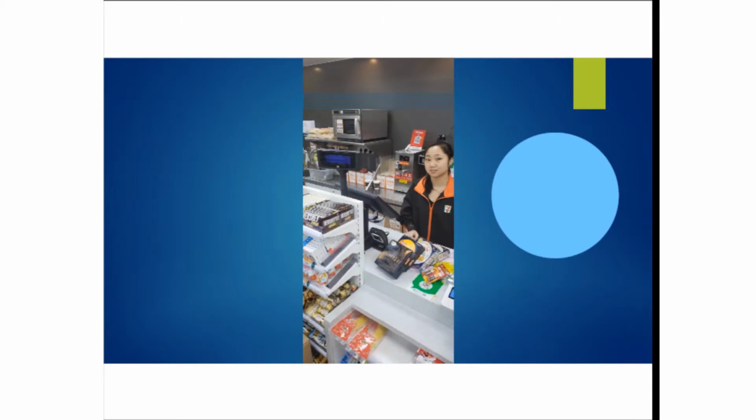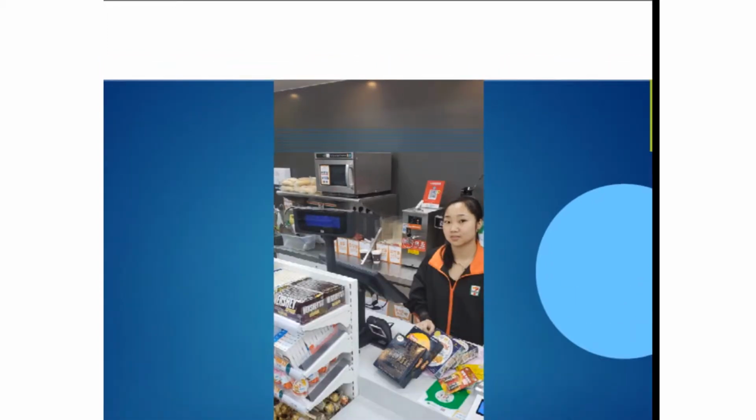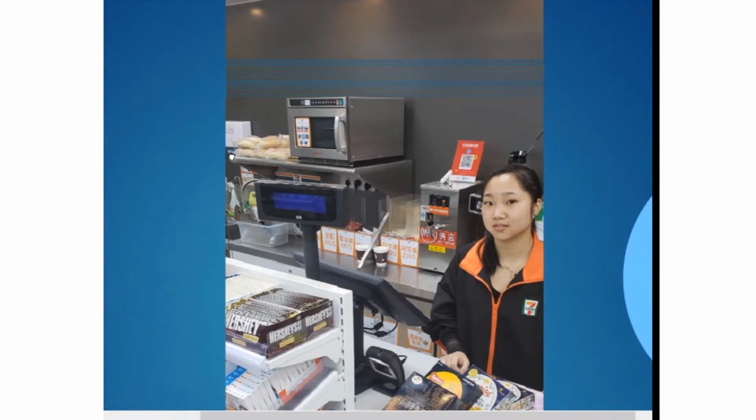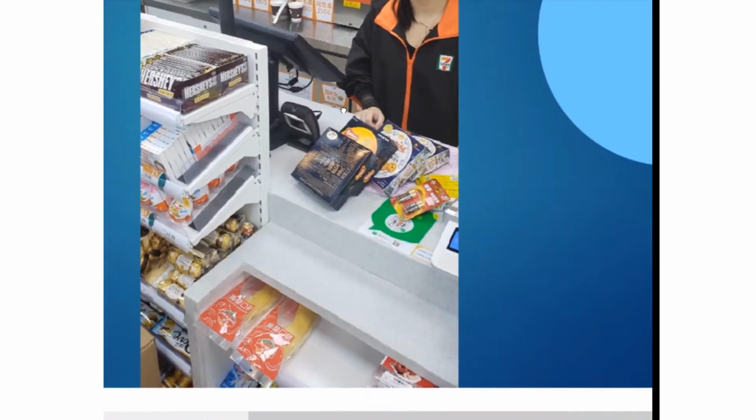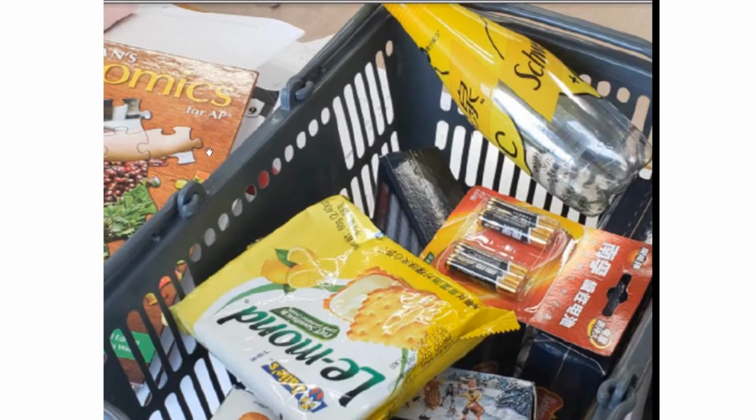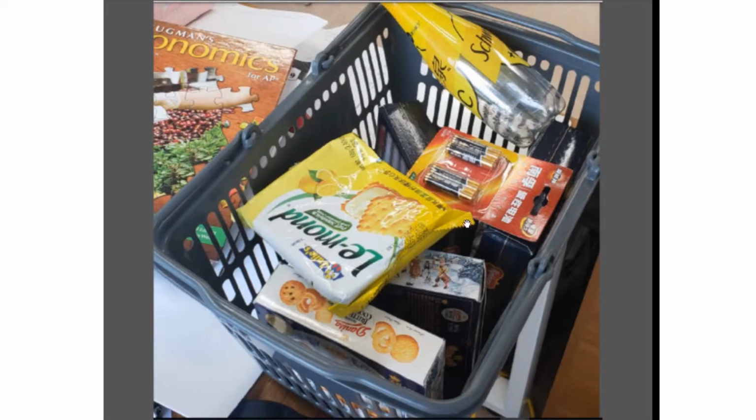And this is the woman who helped me purchase this basket of goods at the 7-Eleven. She doesn't speak English, so you can see her face there. She's confused as to what I'm doing, but she's really nice. These are the things that I purchased at the grocery store at the 7-Eleven. This is the basket of goods. That's very important. So again, this is the basket of goods that I purchased here.